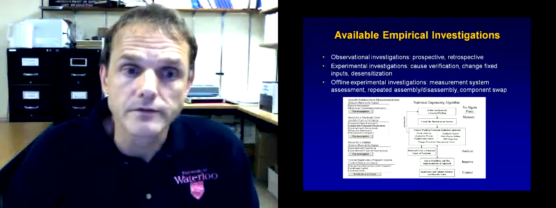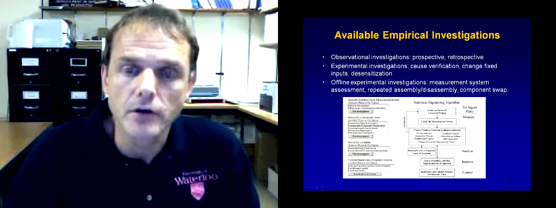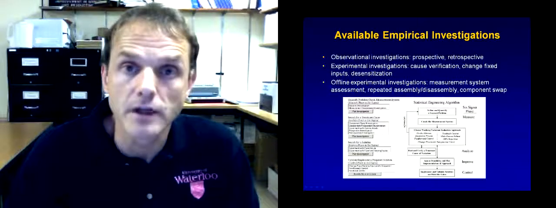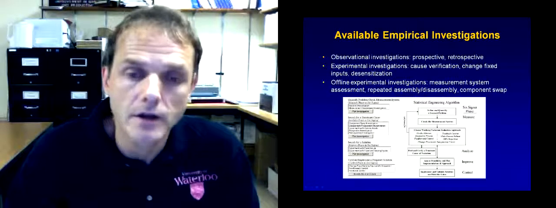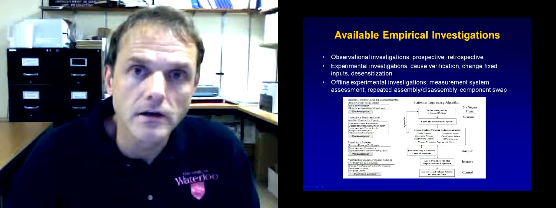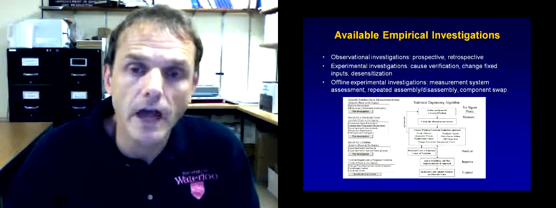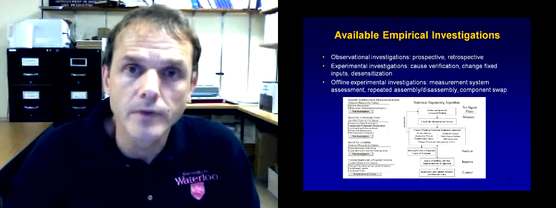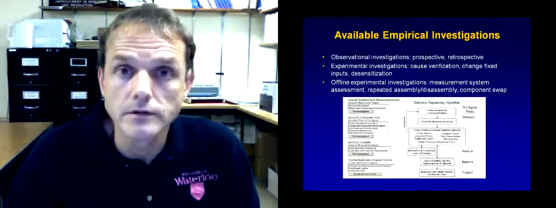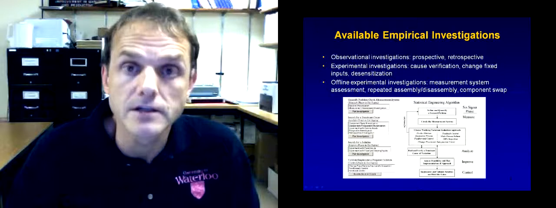additional types of investigations called offline experimental investigations, including measurement studies and assembly and disassembly and component swap investigations. Note in the slide, you can see the link between the various types of investigations and the statistical engineering algorithm given in the flowchart on the right-hand side, and also the stages of DMAIC in Six Sigma.